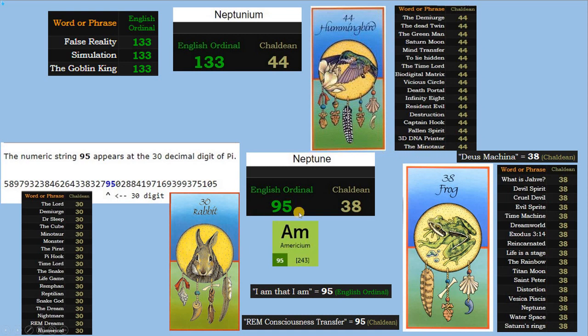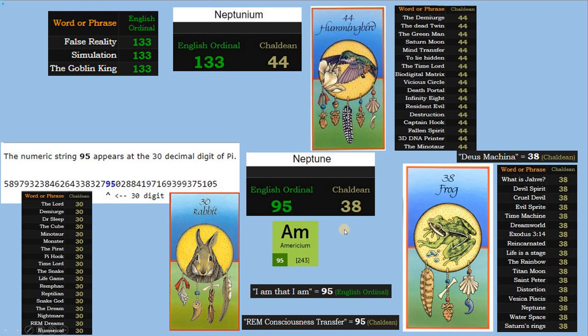Neptune is 95 in English ordinal, and it matches element Americium. And this element, AM, is half of the I am, and I am that I am is 95, just like the number of this element. In Chaldean, we have REM, consciousness transfer, being 95 too. So this is really indicating, we had it with the 44, and now we have it with the 95, this consciousness transfer, or soul transfer.